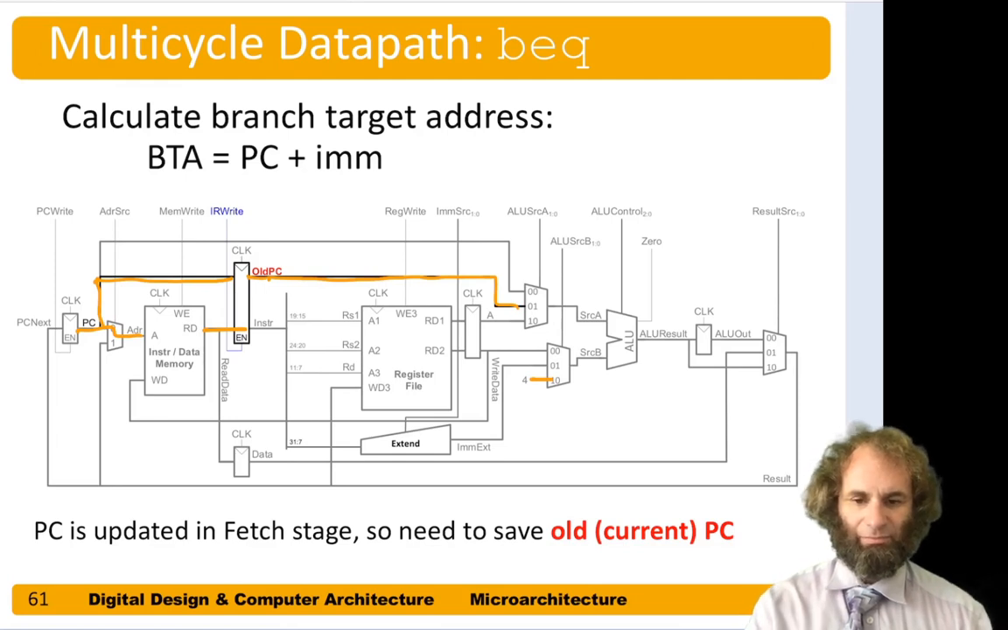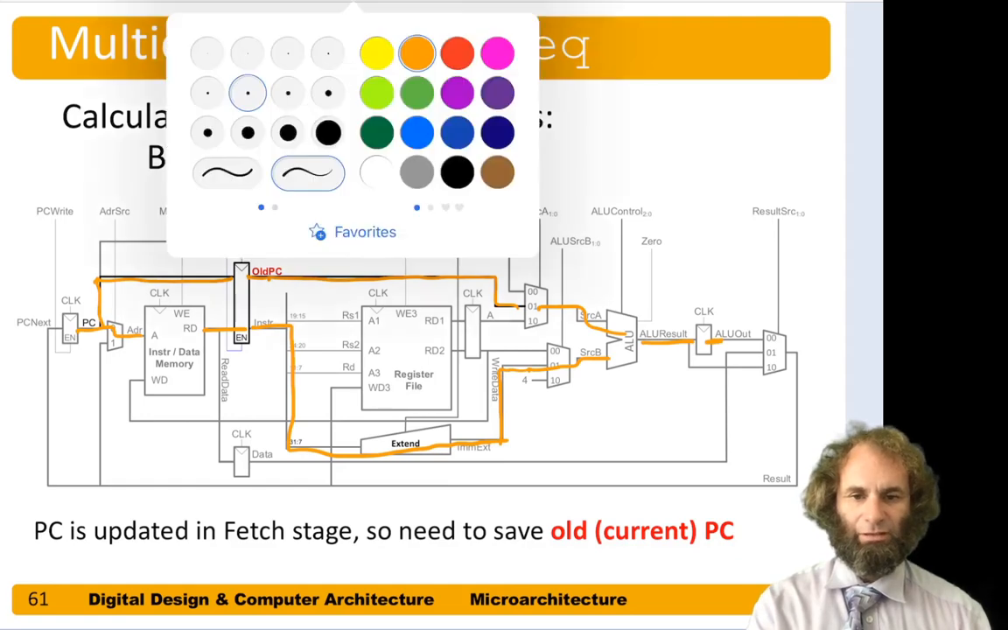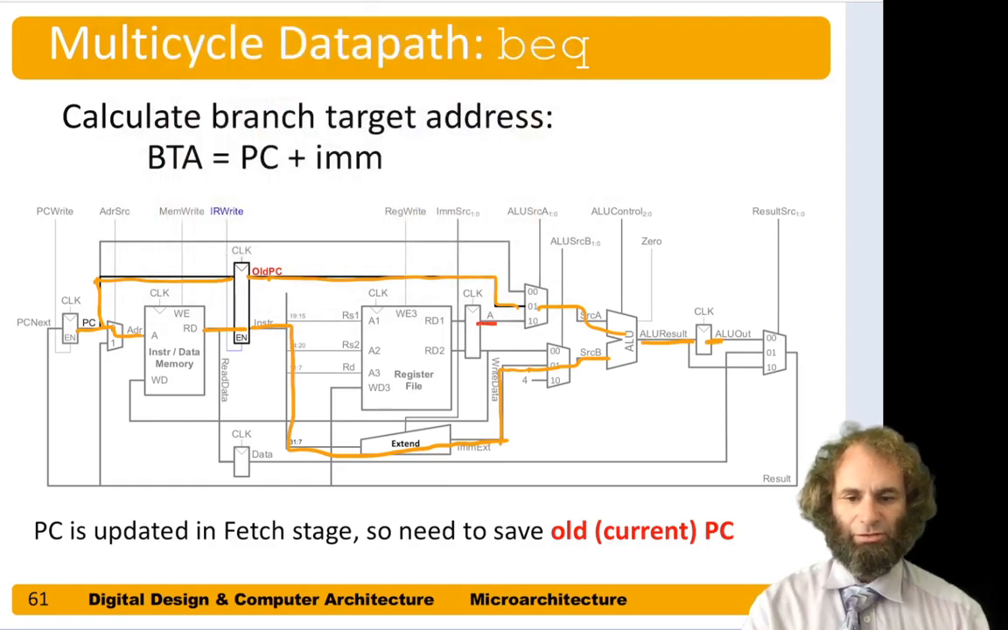On the second step, we can take the old program counter and add the immediate. So on the second step, we've got an immediate from the sign extender, and we could add those together and get a branch target address, store it in ALU out. On the third step, we could compare the registers. So we have A and B, put those into the ALU and do a subtract and see if they're equal.